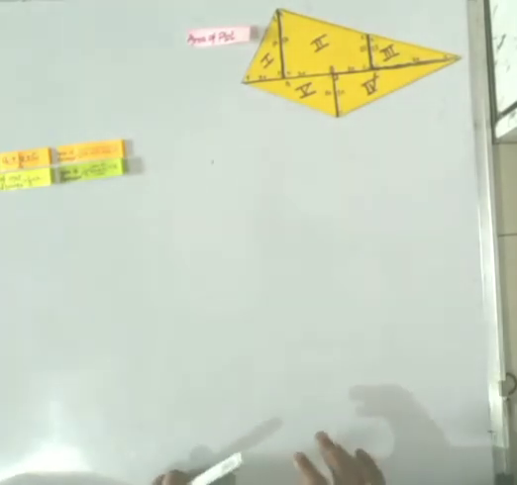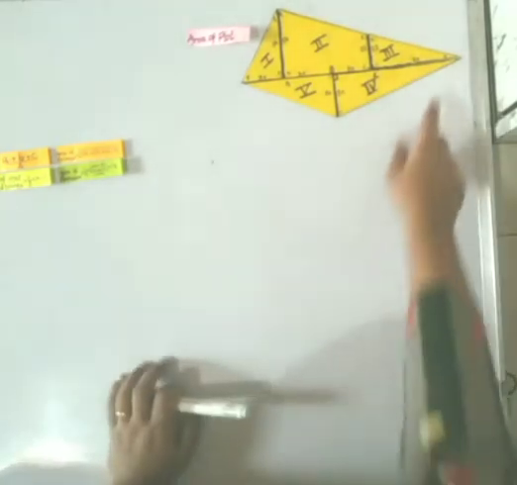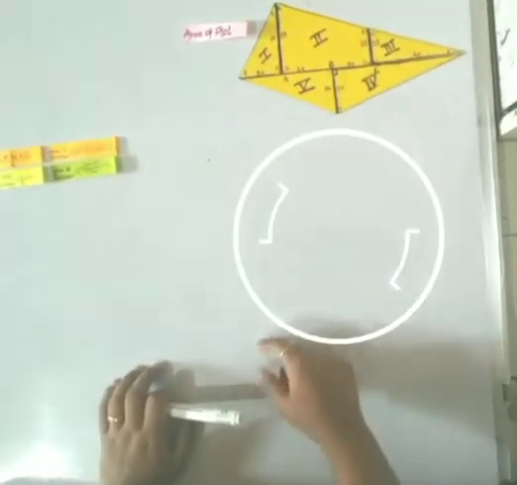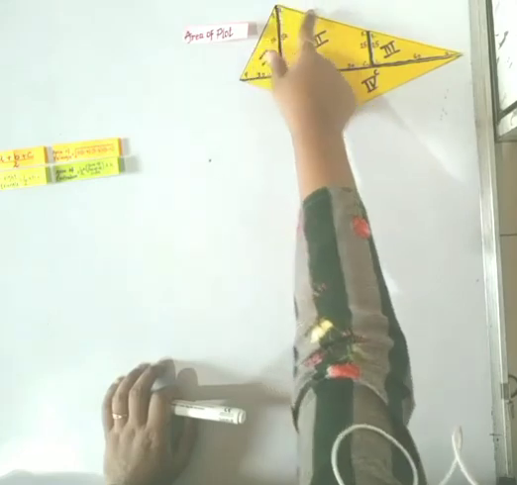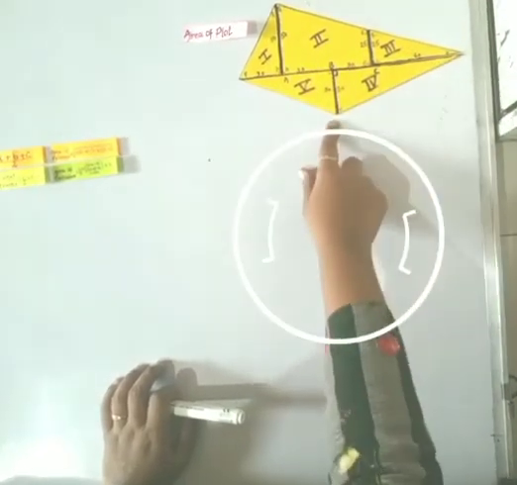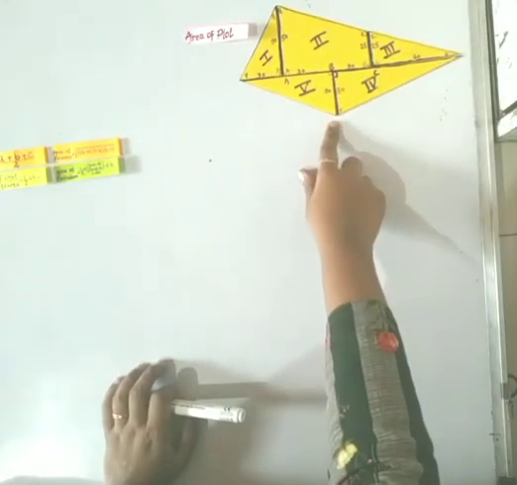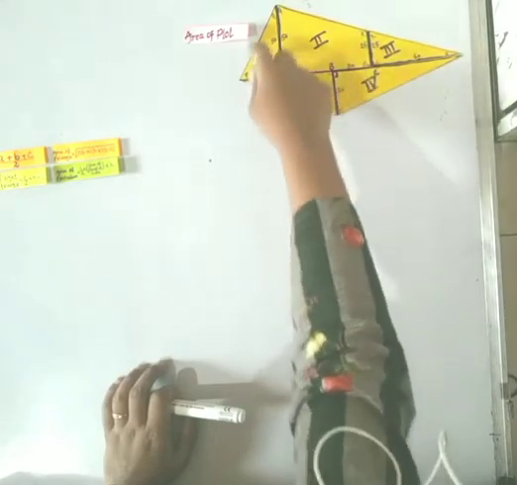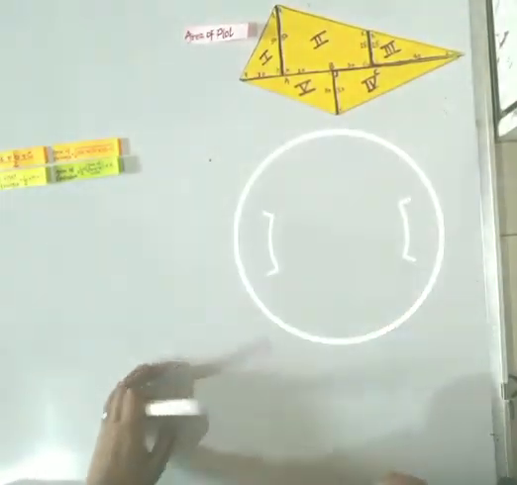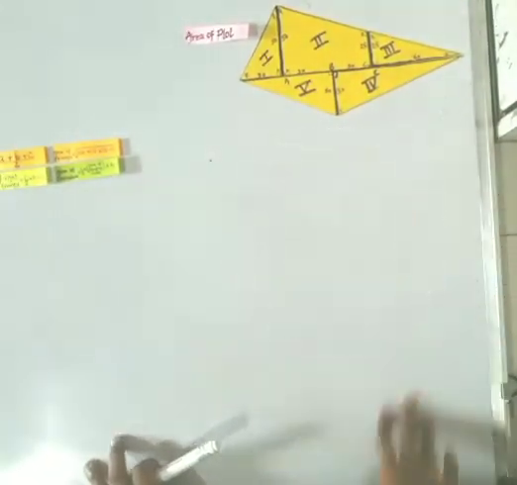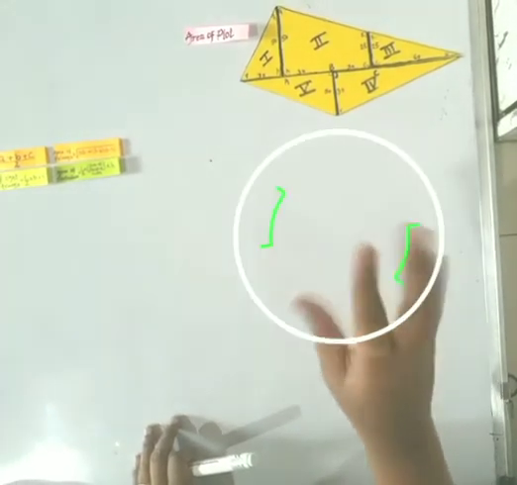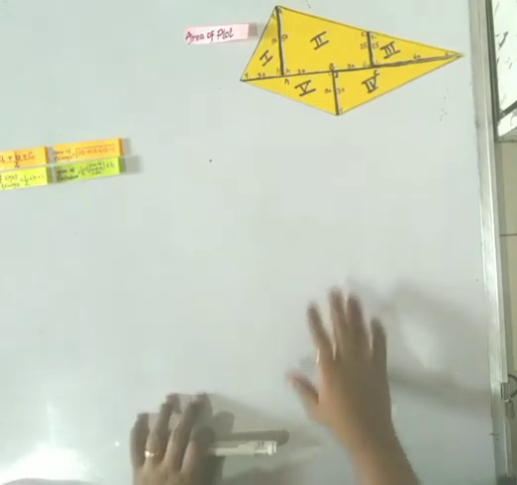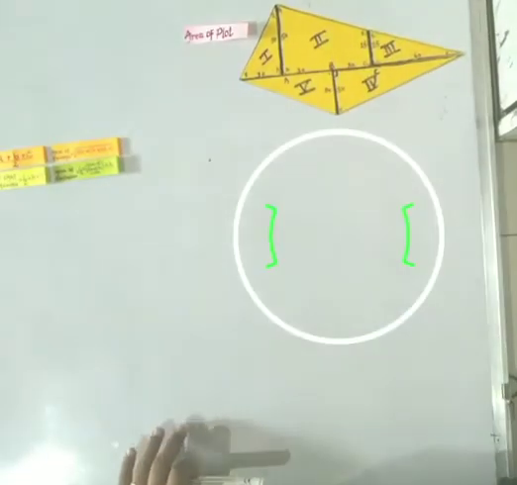find its area. For example, if I have this plot, the name of this plot is P Q R S T. So to find the area of this plot, I have divided this plot into 5 parts.